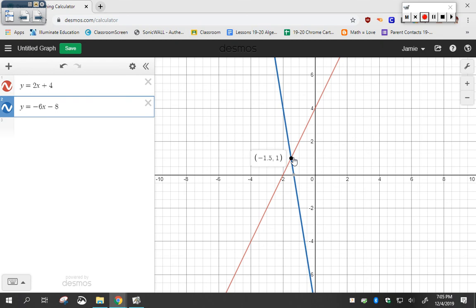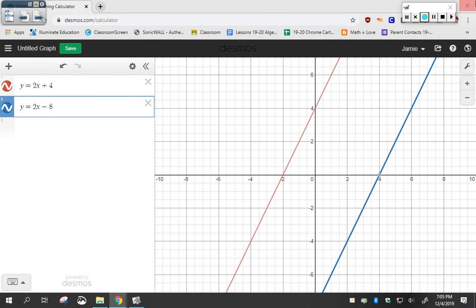So if I want to make these have no solution, I need them to not intersect. So what kind of lines don't intersect? Parallel. Parallel lines do not intersect at all. So how do I make my lines parallel lines? They have to have the same slope. So let's change this negative 6 to 2. If I look, they are parallel.